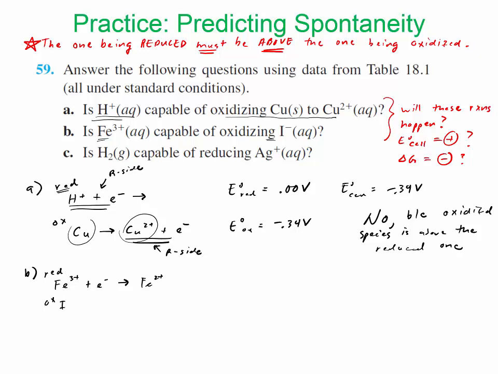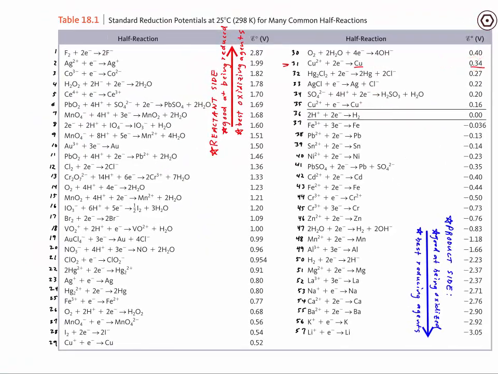And the one being oxidized is I minus, so we're going to find I2 with some electrons on that one. Okay, so is the one being reduced above the one being oxidized? Let's take a look. So we find Fe, and now here's something kind of interesting: you'll find two reactions with Fe. We're going to find this one and then we find this one. So Fe3 plus with some electrons is here and here.